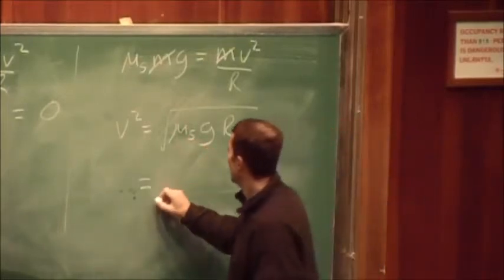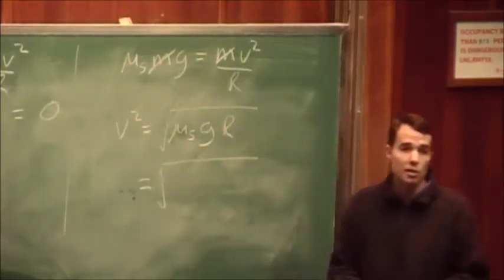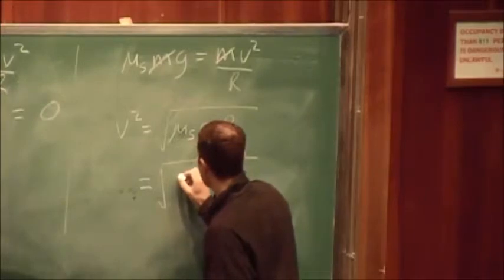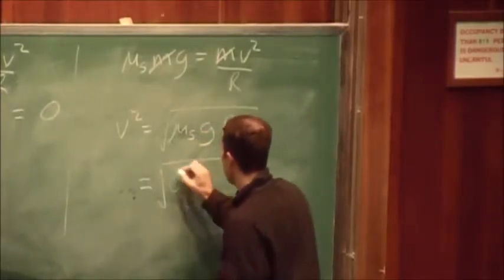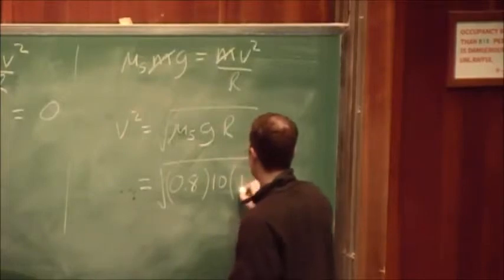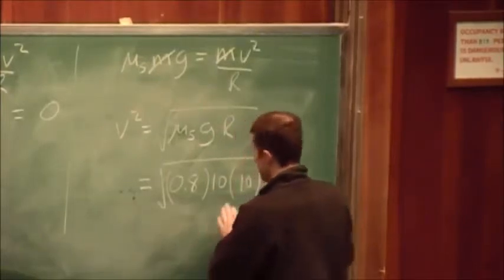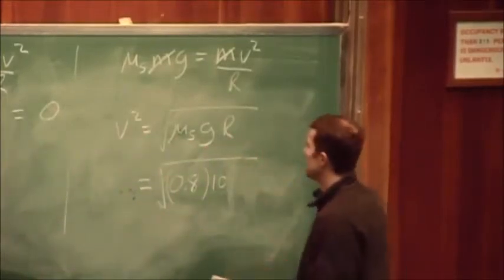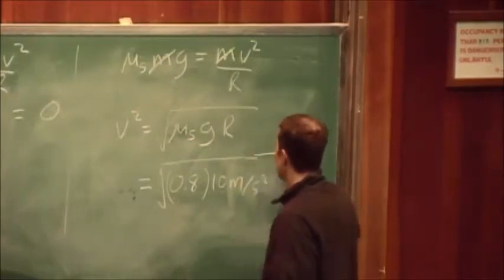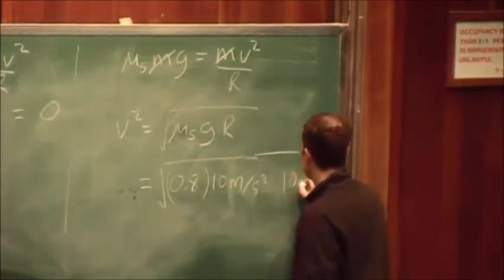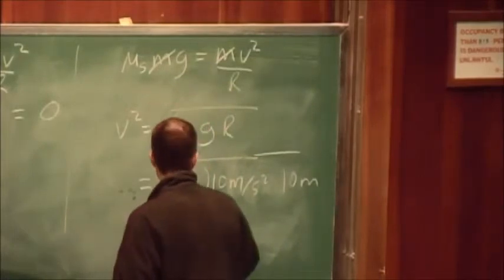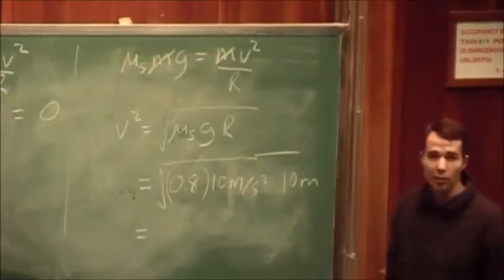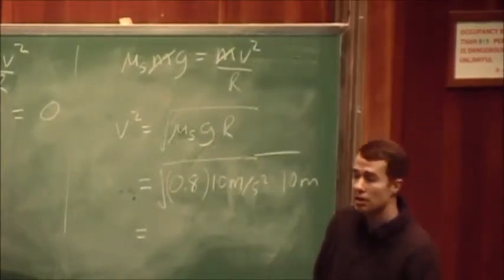So μs is what? 0.8. g is, say, 10 meters per second squared. And r is 10 meters in this case. And so I see that this gives me 80 meters squared per second squared. Take the square root of that, which is about 9, right?